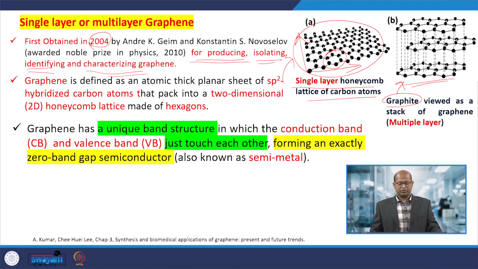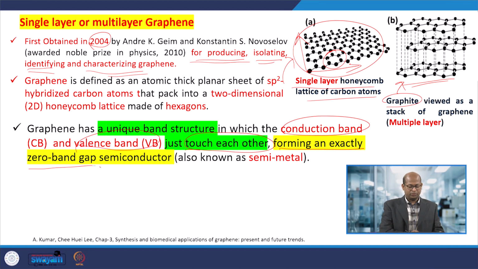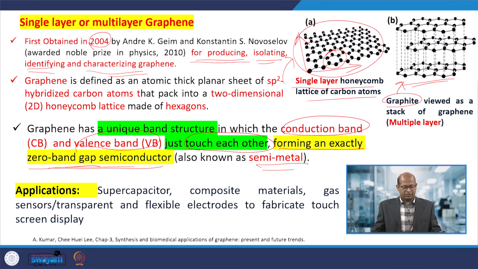In this graphene material, the conduction band and valence band gap is very narrow. As a result they almost touch each other, forming an exactly zero band gap semiconductor or semimetal, we can say. So graphene has a unique band structure. It can be applied in many applications: supercapacitors, composite materials, gas sensors, transparent and flexible electronic devices, or electrodes to fabricate touchscreen displays. So many applications, basically electronic applications.